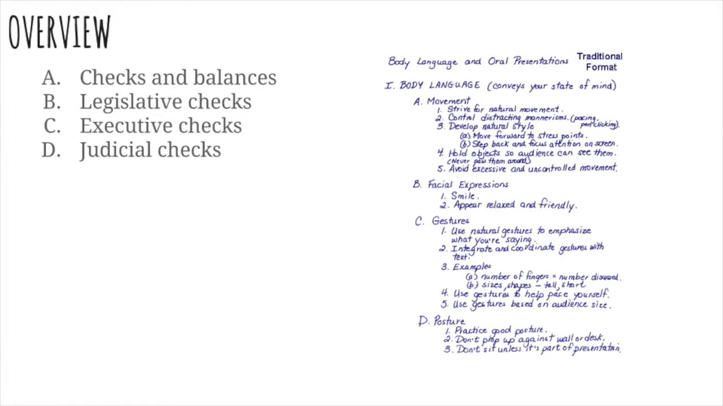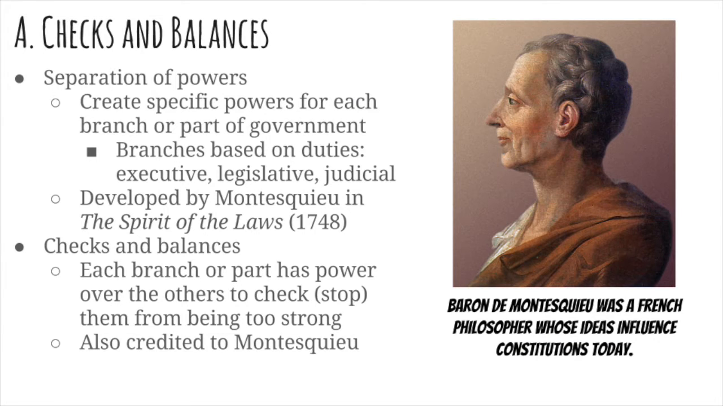So, we've broken this down into four different parts. The first is simply what is a check and a balance and the separation of powers, and then specifically the checks and balances for each of the three branches of government. The first thing that you need to know is that there is a difference between separation of powers and checks and balances, and oftentimes students interchange those terms.